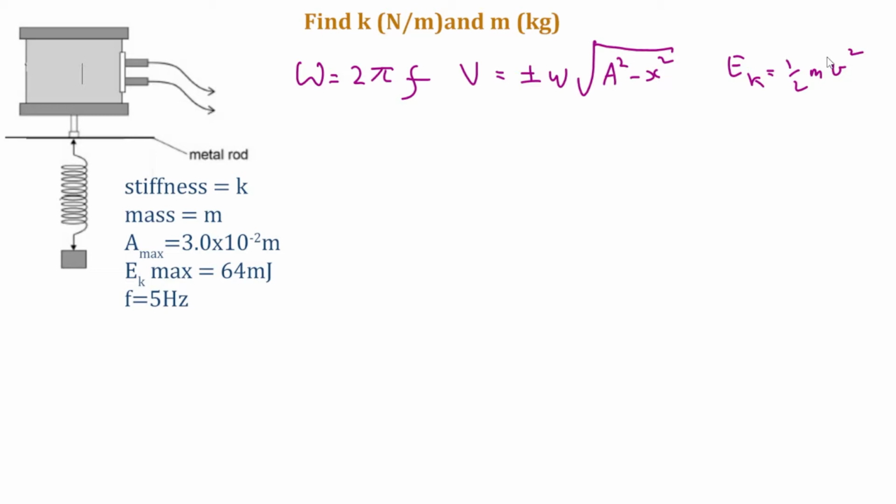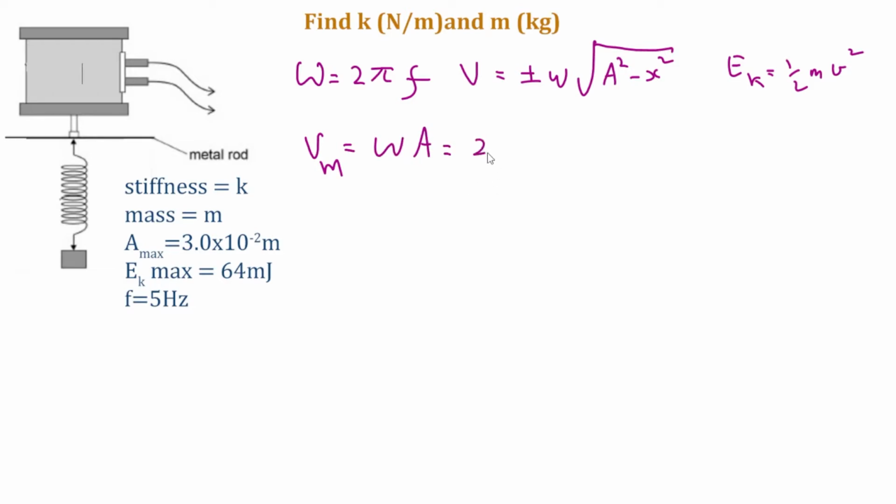Since we need to find the mass, which I'm going to start with, it occurred to me that we've been given the maximum kinetic energy, in which case if we can find the maximum velocity, then we'll be able to find the mass. So looking back at the formula for the velocity, the maximum velocity is through the midpoint of a simple harmonic oscillation. In other words, x equals 0, and therefore the formula v equals plus or minus the square root of a squared minus x squared simplifies right down to v max equals omega a.